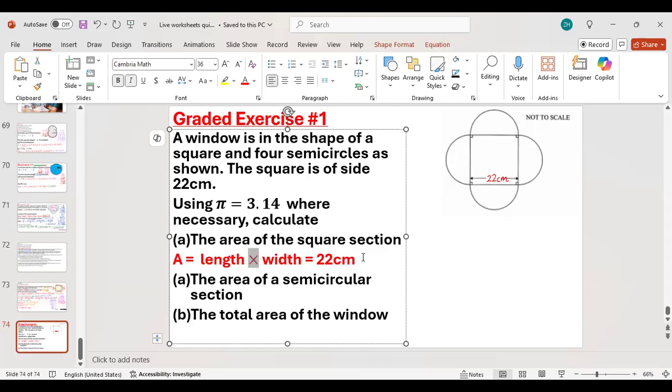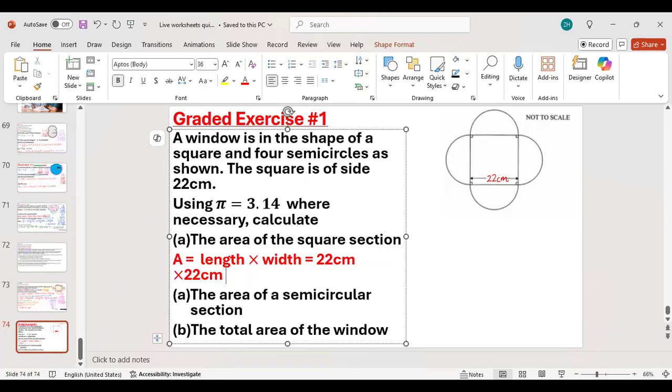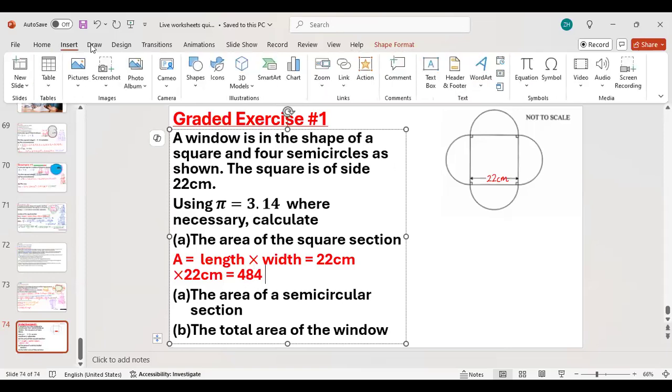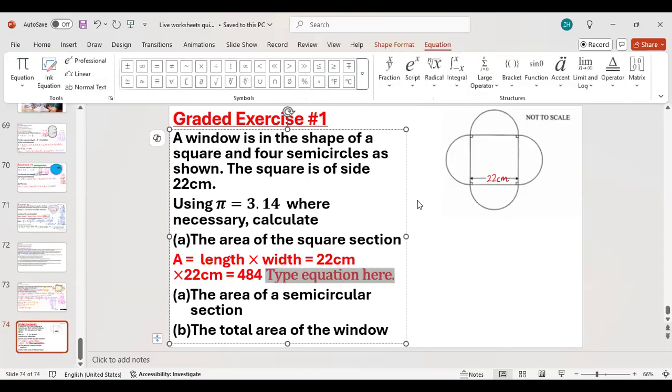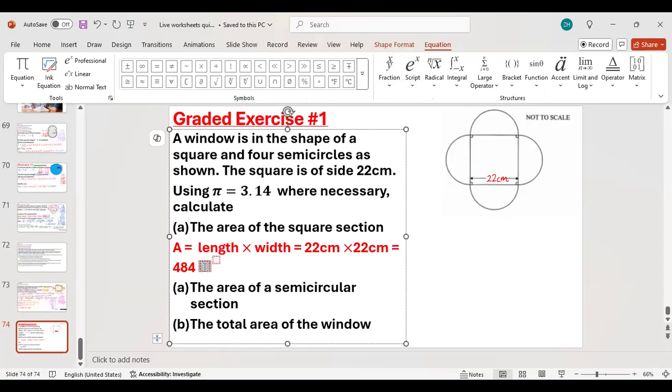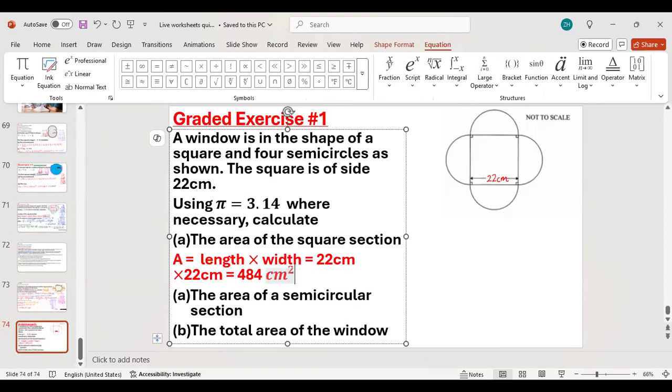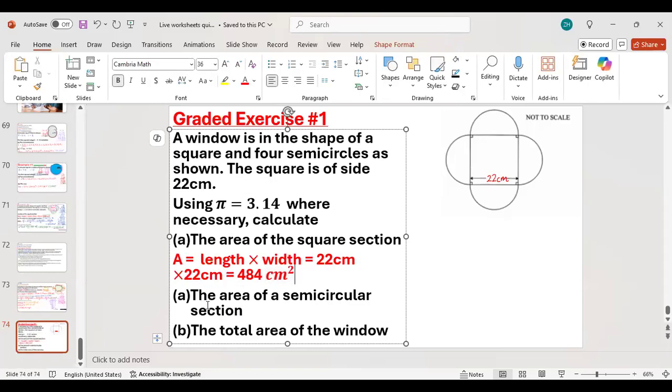So here the length is 22 centimeters. The width is also 22 centimeters. And when we multiply length times width, we get what? 22 times 22, which gives us what? 484 centimeters squared. Very good. Okay. That's A.